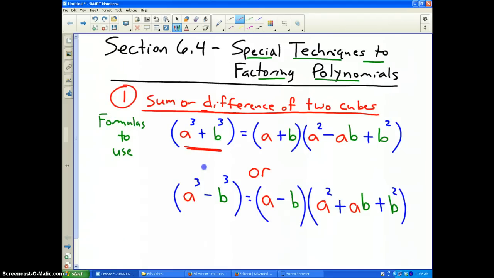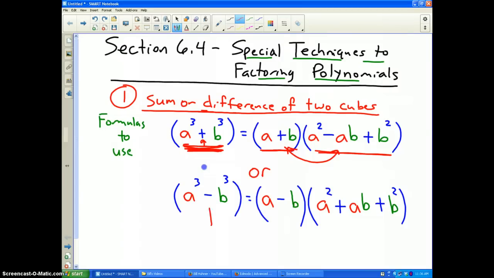Now if you notice what I'm underlining in red, I have the sum of two cubes, a cubed plus b cubed. And if you have a polynomial that's in this form, there's just two terms, but they're both cubes, and they're added together. The factors are a plus b is one factor, and then the other factor would be a squared minus a times b plus b squared. You can rewrite it as these two factors. Notice I color-coded the a's and the b's.